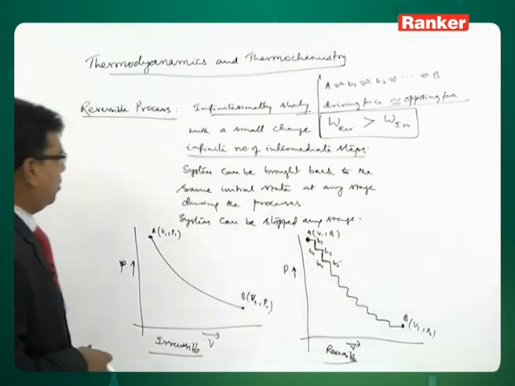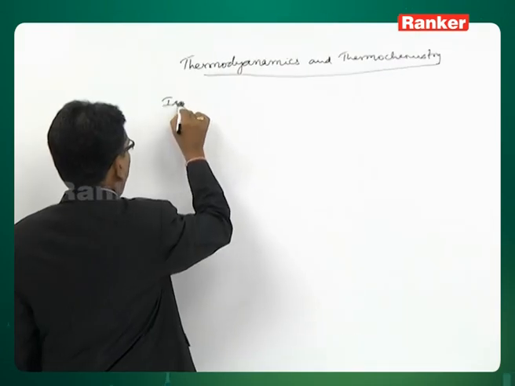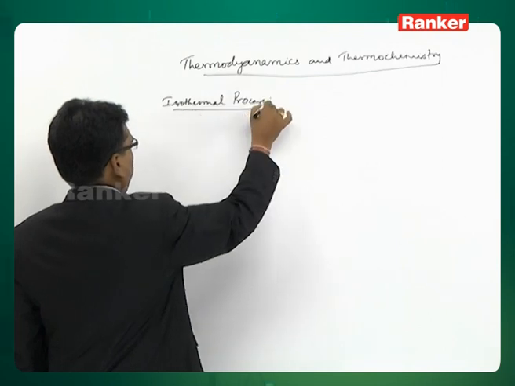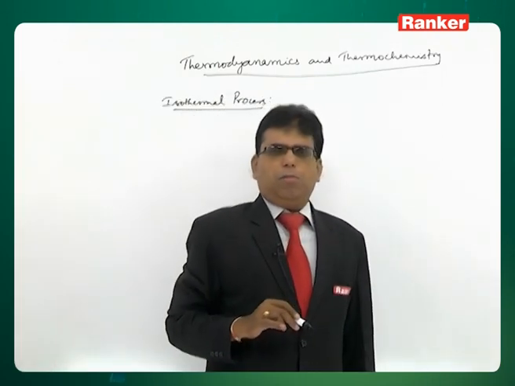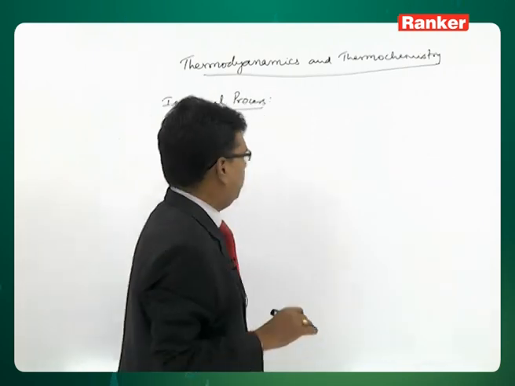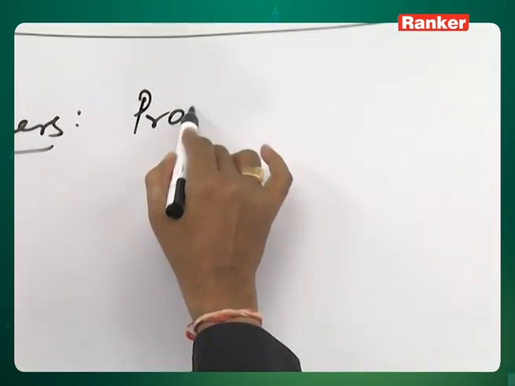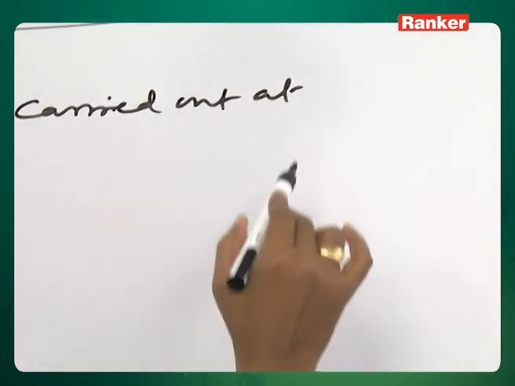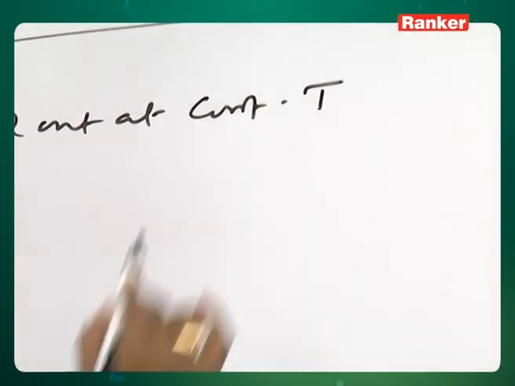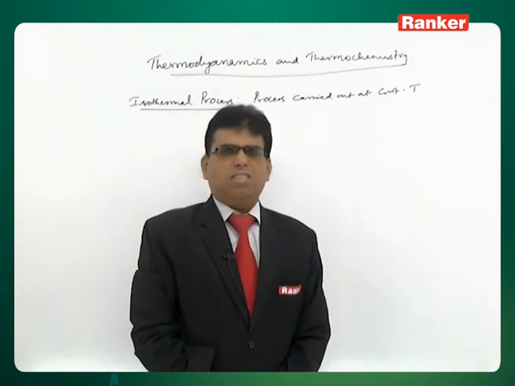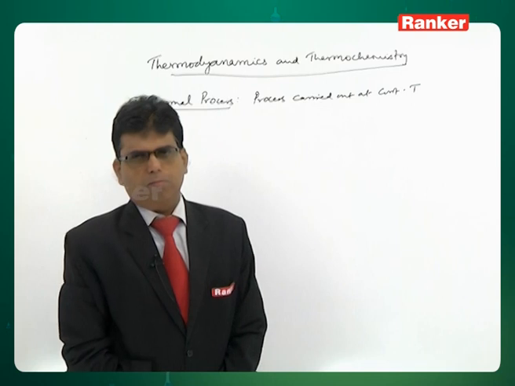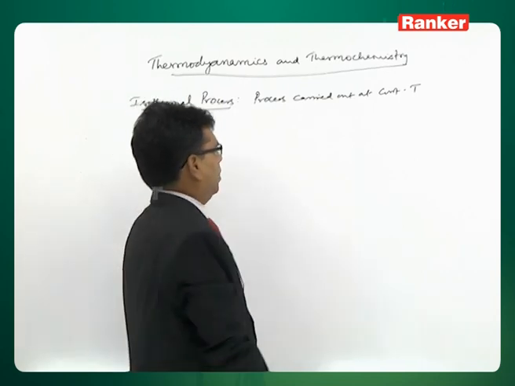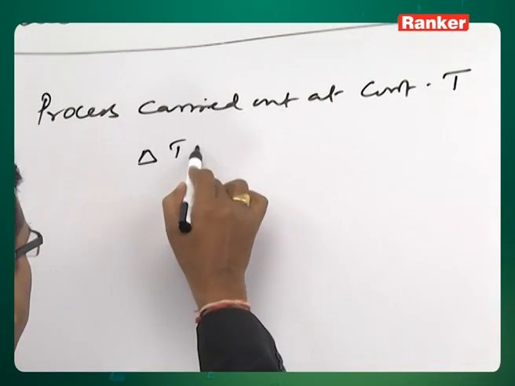Next we will see the other type of classification. Isothermal process. A thermodynamical process is said to be an isothermal process if the process is carried out at constant temperature. Process carried out at constant temperature is what is called isothermal process. Isothermal means same temperature, that is at constant temperature, that means delta T is equal to 0.